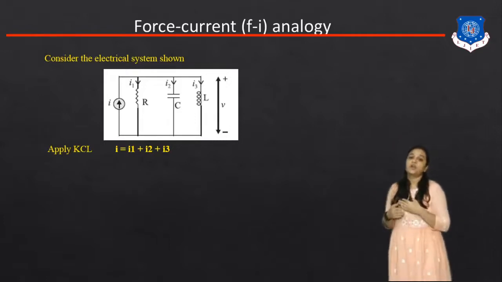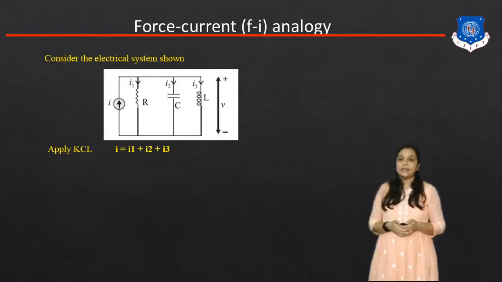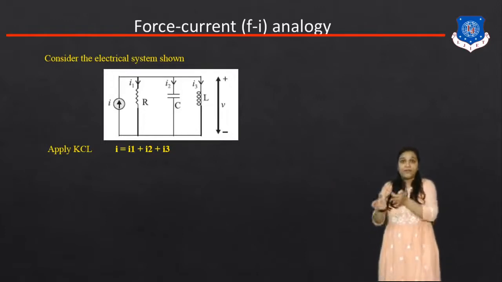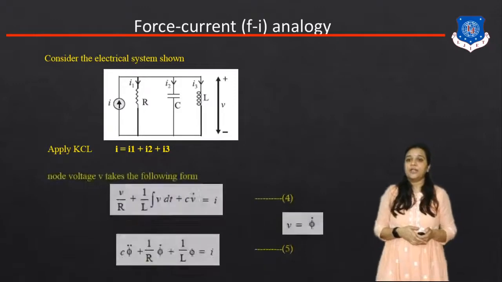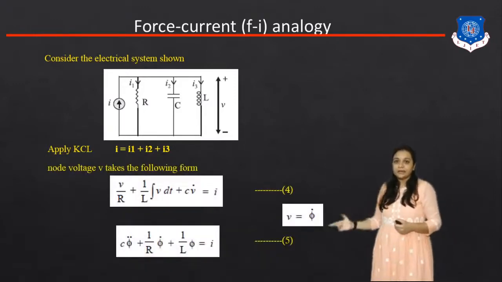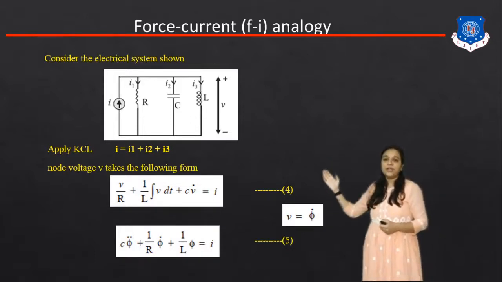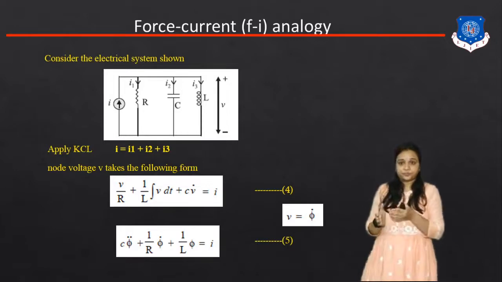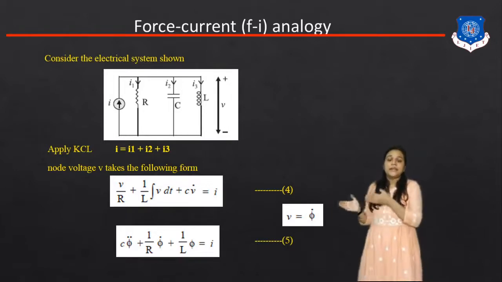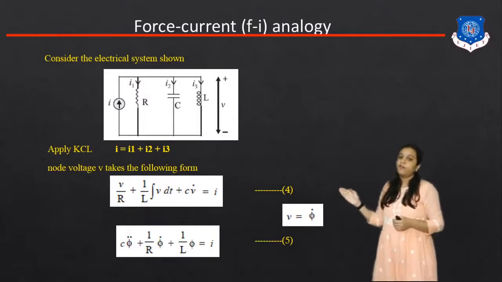It is the summation of all the currents. So I is equal to I1 plus I2 plus I3. Put the values of I1, I2 and I3 into this equation. We can get I is equal to V by R plus 1 by L integration of V dt plus, for the capacitor, C into V dot, that is equal to I. So this is equation number 4.